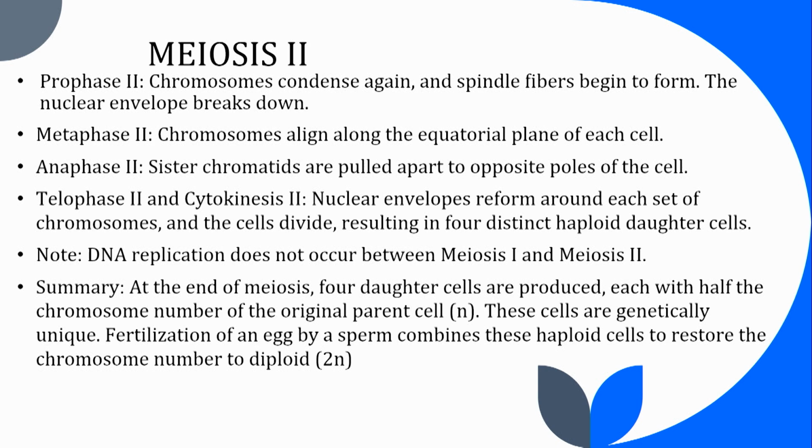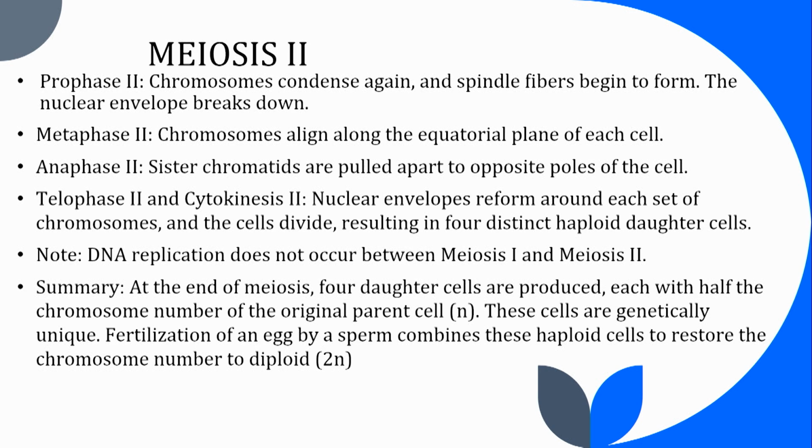So just an overall overview of meiosis 2. Here's what's happening. In prophase 2, you'll notice that for meiosis 1, meiosis 2, and mitosis, there's a lot of similarities in what's happening in these steps. So in prophase 2, chromosomes are going to condense again, okay? And spindle fibers are going to form and the nuclear envelope breaks down. That's happened in prophase 1 and in mitosis as well, okay?